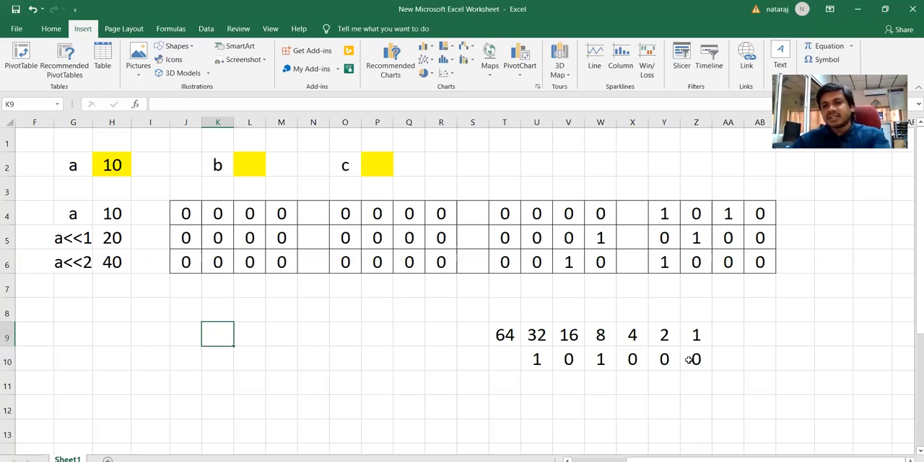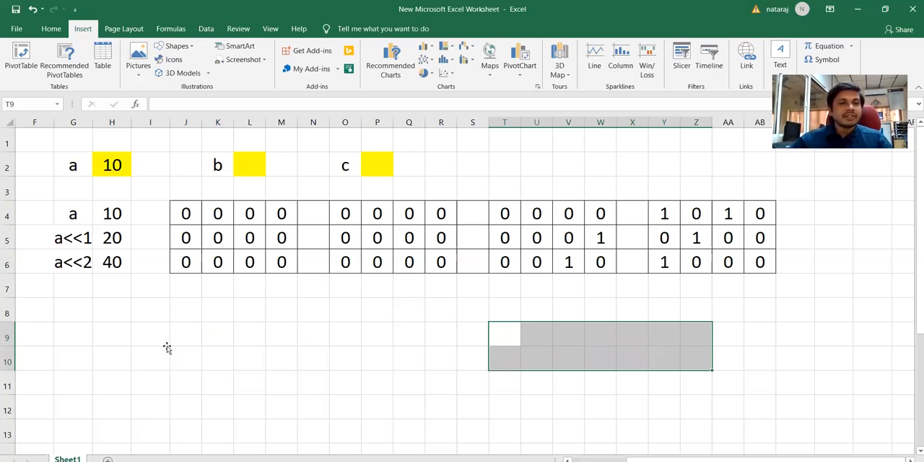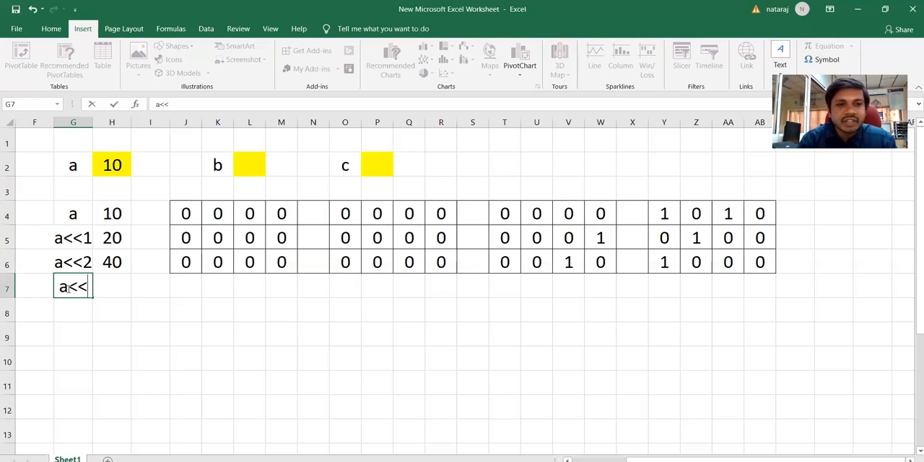So if you can see here what is happening: A value 10, A left shift 1 is 20, A left shift 2 is 40. For every shift operation, the value is being doubled. 10 becomes 20 after one left shift, and 40 after two left shifts. Now predict the output. What will A left shift 3 be? Will it be 60 or 80? Respond in your chat window. Will it be 60 or 80? Yes, very good. It is 80.